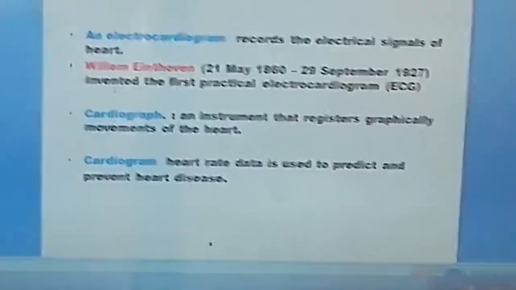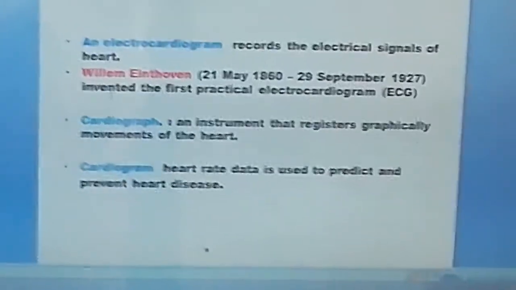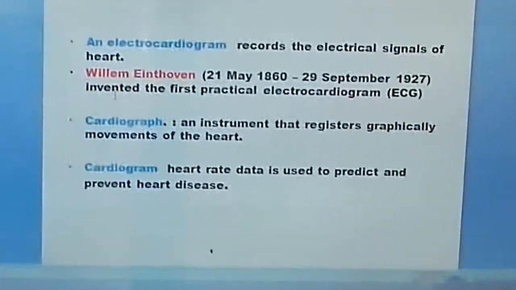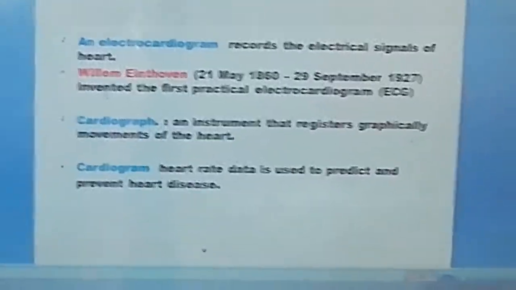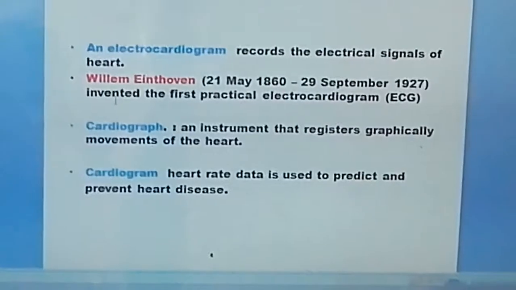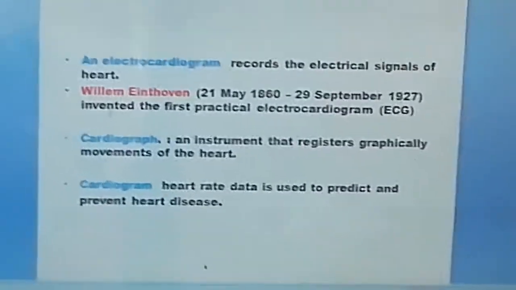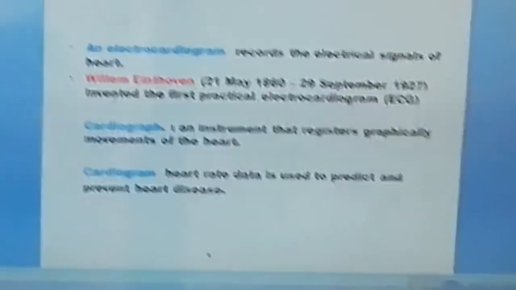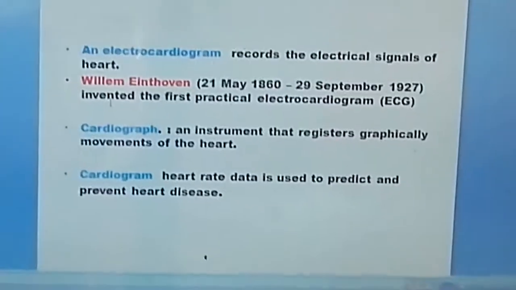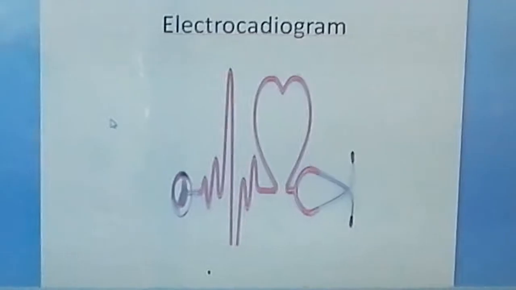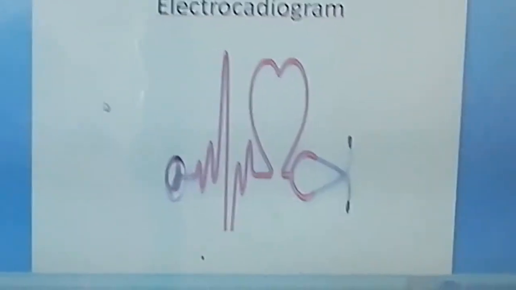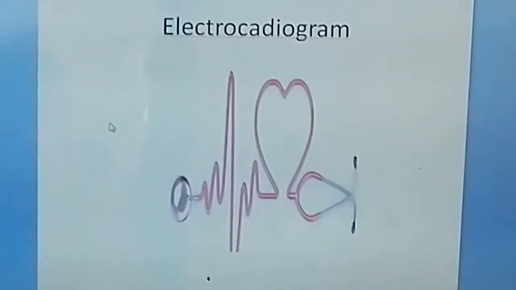Now, what is an electrocardiograph and what is an electrocardiogram? The electrocardiograph is an instrument that registers graphical movements of the heart. And with the electrocardiogram, the heart rate is used to predict and prevent heart disease. It means it is used in clinical testing. Now this is the picture of the electrocardiogram.